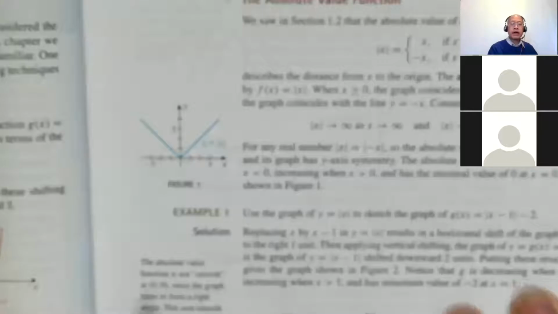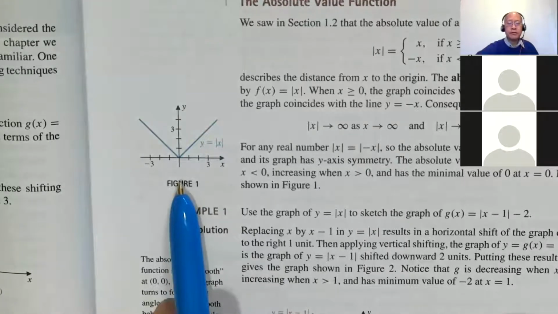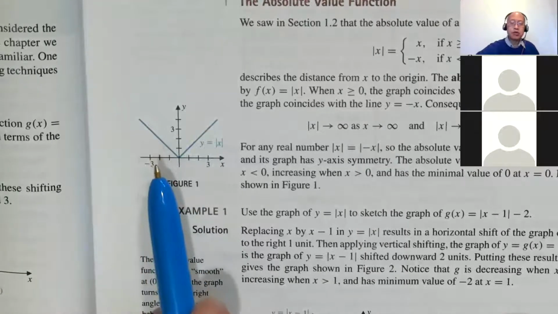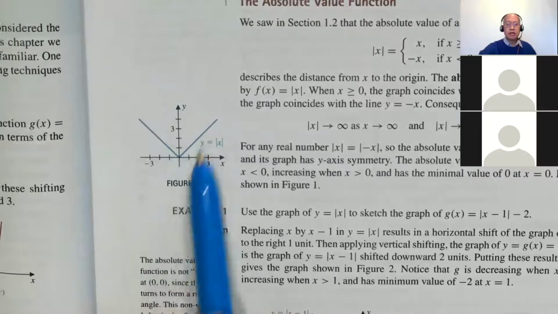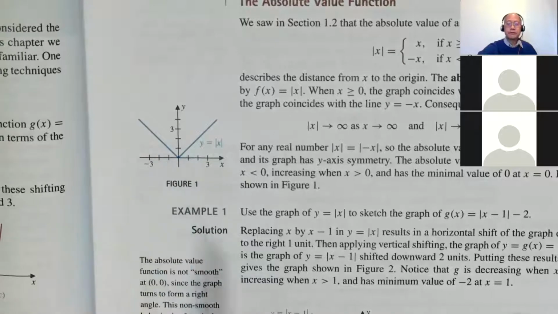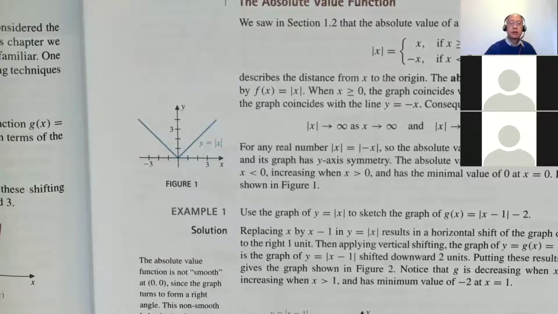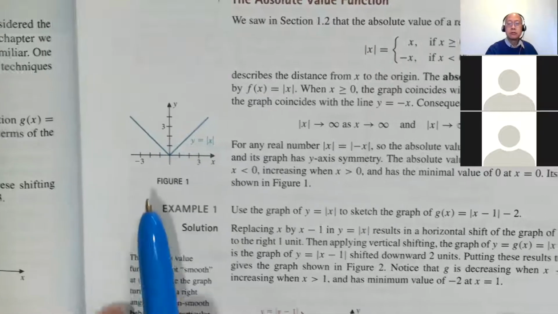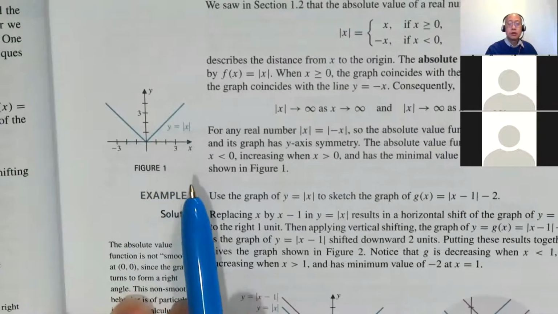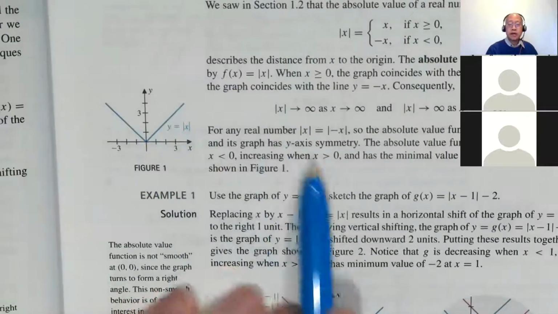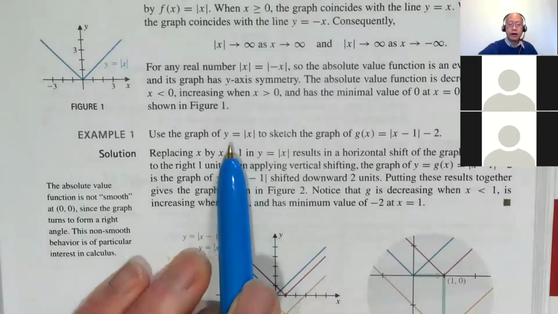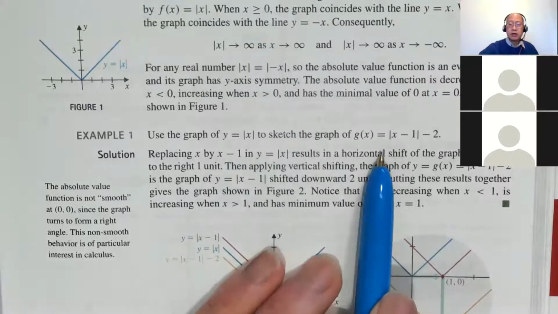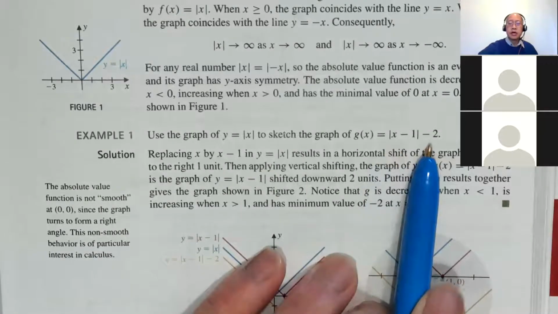Okay, and here's the graph of the absolute value function. It's a V shape. I think it's worth memorizing, but again, since you're allowed one cheat sheet, you can put this on your cheat sheet if you wish, but this is what the absolute value function looks like. All right, and what does it say over here? Well, these are our translation rules that we had before, right? Y equals absolute value of x. Y equals absolute value of x minus 1 minus 2.